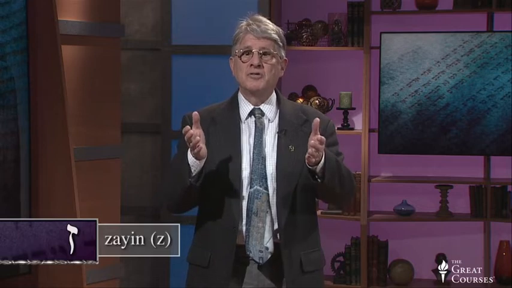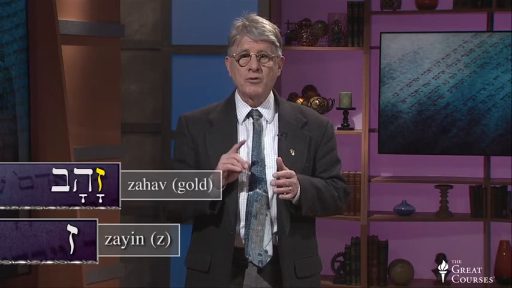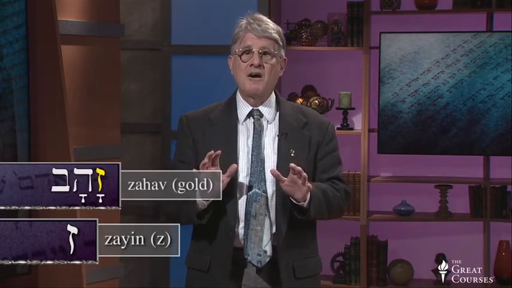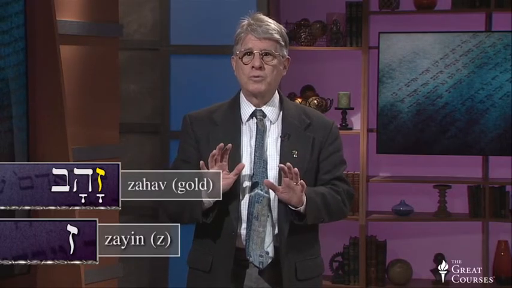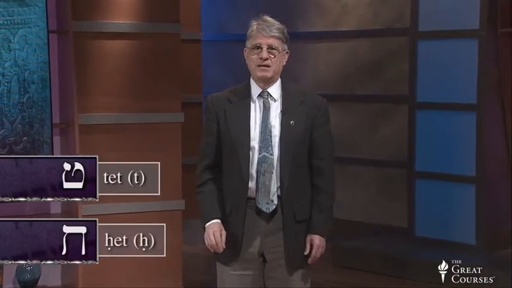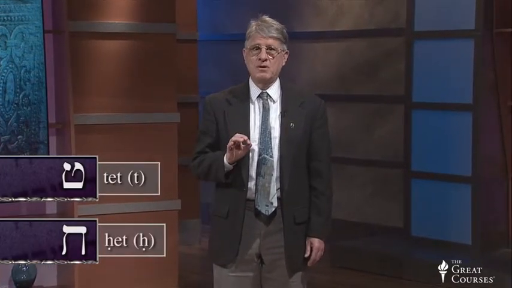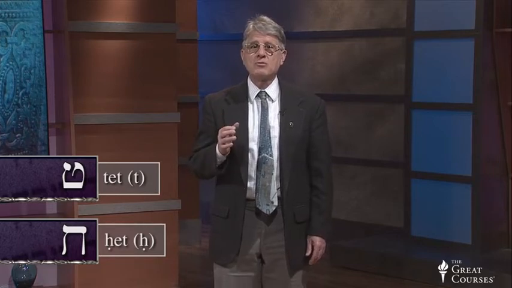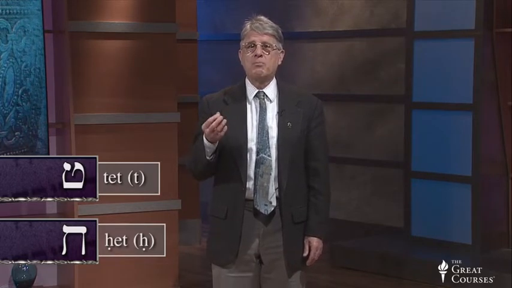After Vav comes Zayin, Z. You can learn the word Zahav, gold. Next in order are 2 letters that rhyme, Chet and Tet. Tet is a T sound. Chet is a guttural sound like the CH in Bach. If you sound like you're gargling, but you make the sound in your mouth, not in your throat, that's close enough for folk music.